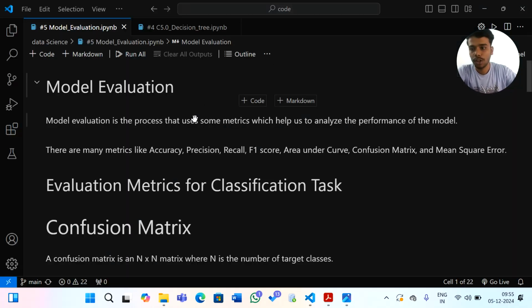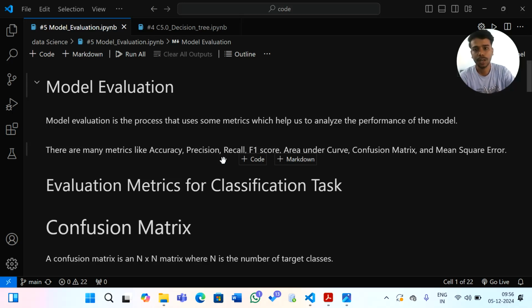So what is model evaluation? Model evaluation is the process that uses some metrics which help us to analyze the performance of the model. There are many metrics like accuracy, precision, recall, F1 score, area under curve, confusion matrix, and mean squared error. So model evaluation is like the result of our test, what we have given.